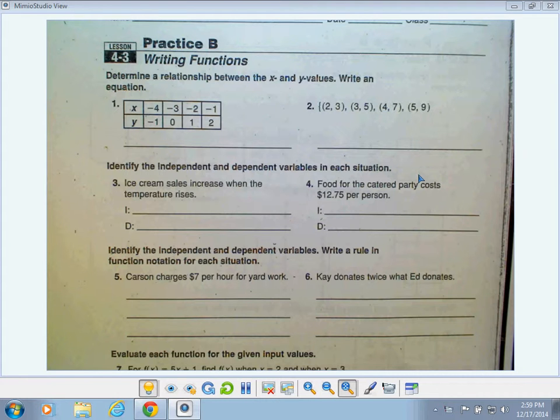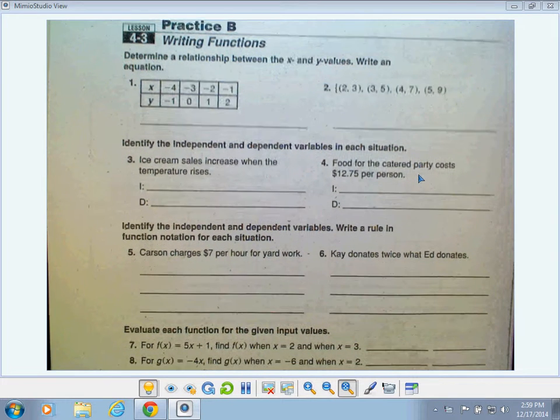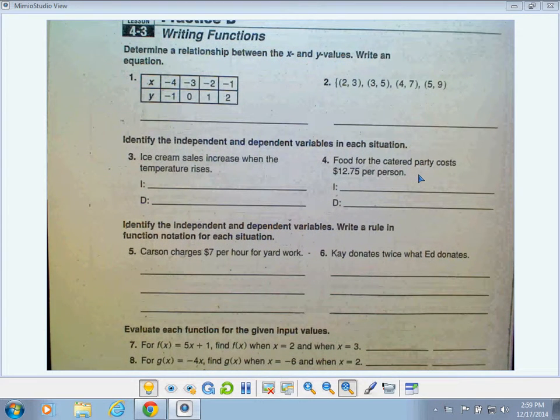Okay, this is the second page of the function review packet. This one is all about being able to write functions, and it's taught in a way that allows you to sort of step through the process to get to the end result, which is to be able to write and evaluate things in function notation.